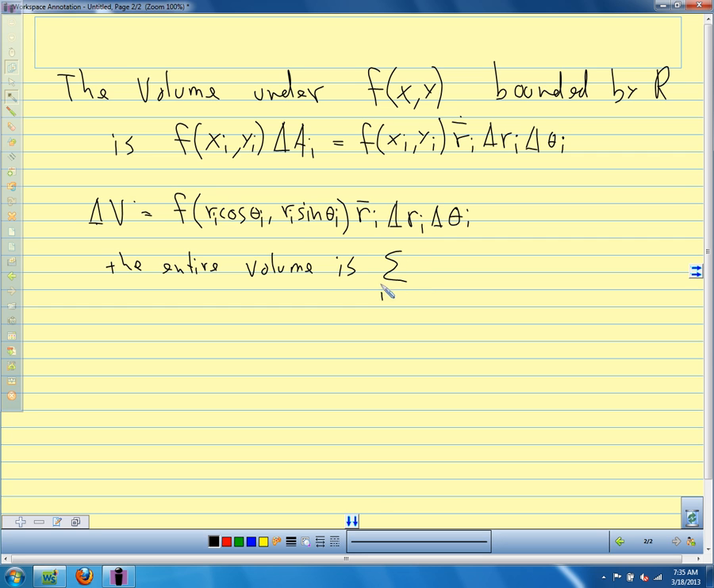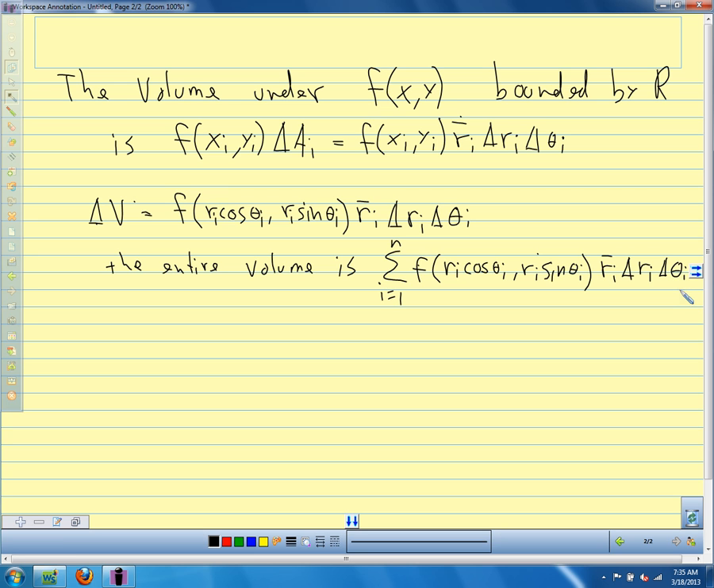Is the sum i equals 1 to n, however many little subdivisions we make, of this quantity. F of r sub i cosine theta sub i, r sub i sine theta sub i, and our little area element. And then we take the limit as the size of our little polar rectangles gets smaller and smaller.